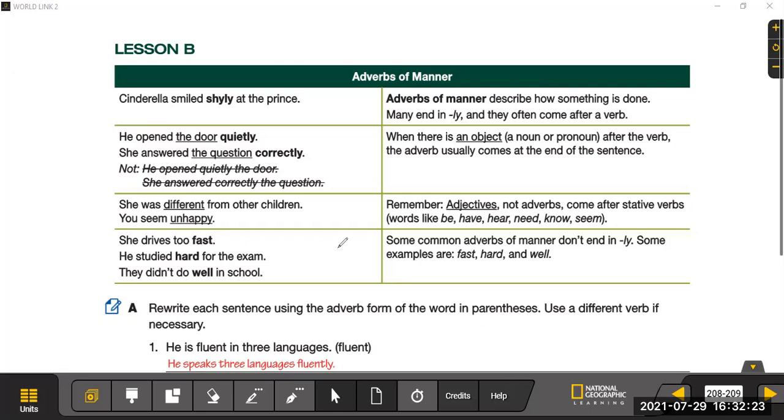She drives too fast. He studied hard for the exam. They didn't do well in school. Okay? Questions? No questions?